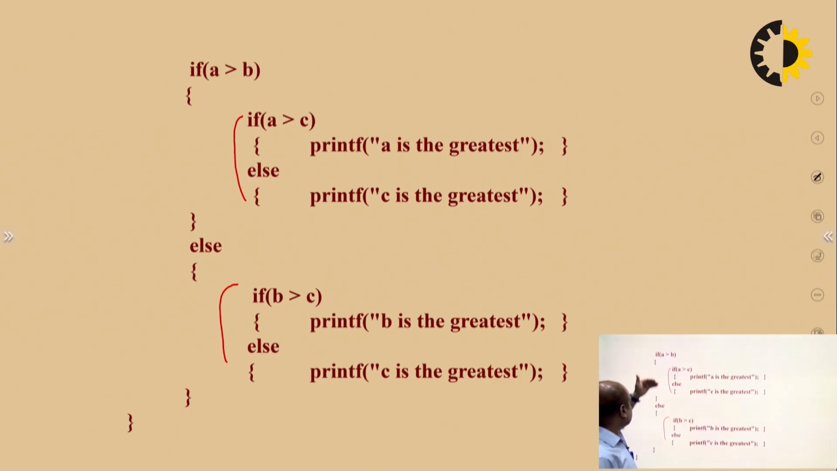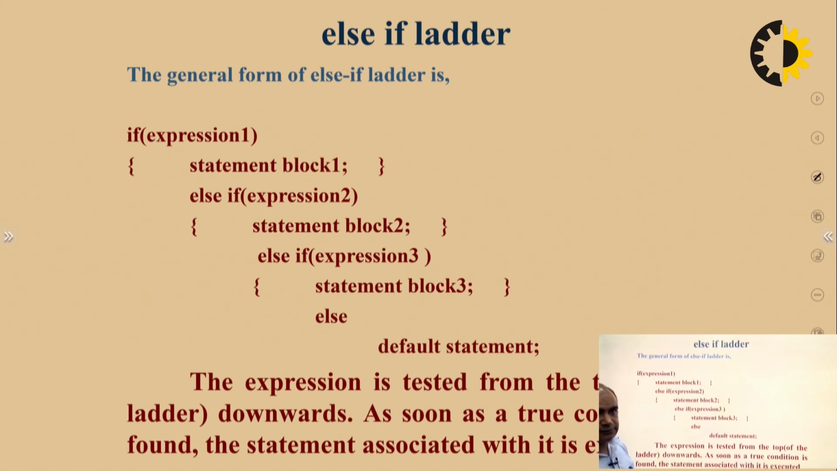The same way, if this condition becomes false, the else condition will be tested, and in that case, if b is greater than c will be tested. If that is true, the value of b will be greatest. Otherwise, the value of c is greatest. That is the main goal of nested if and else.